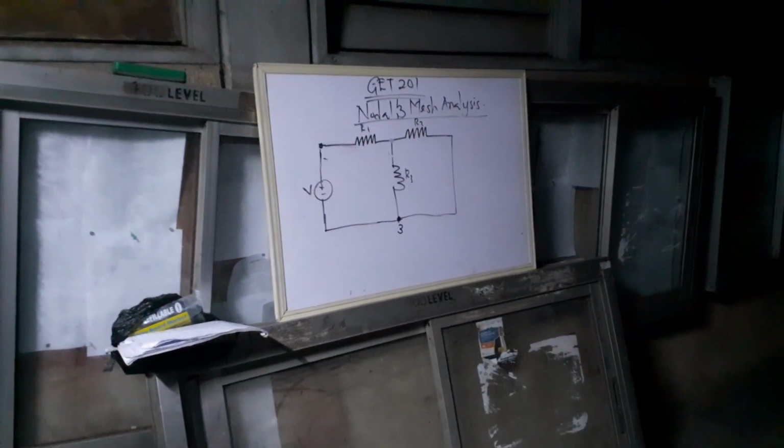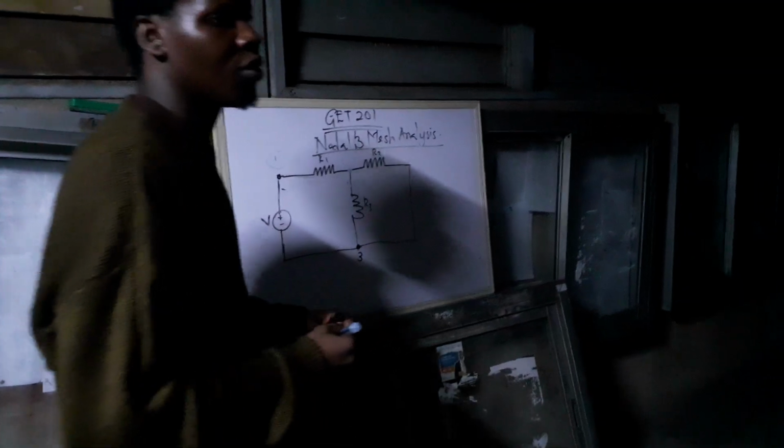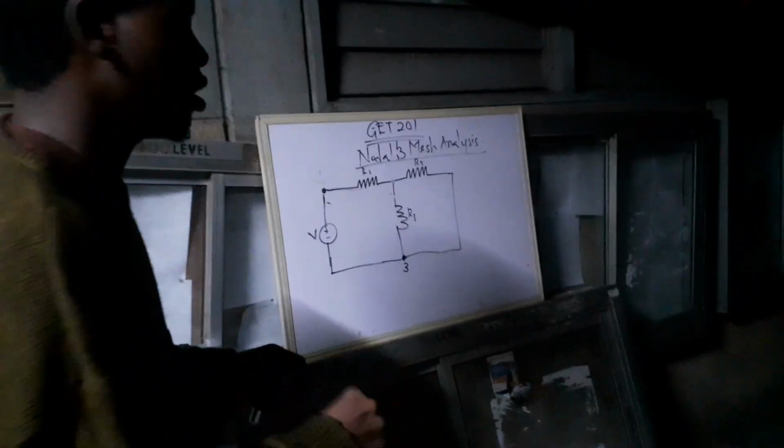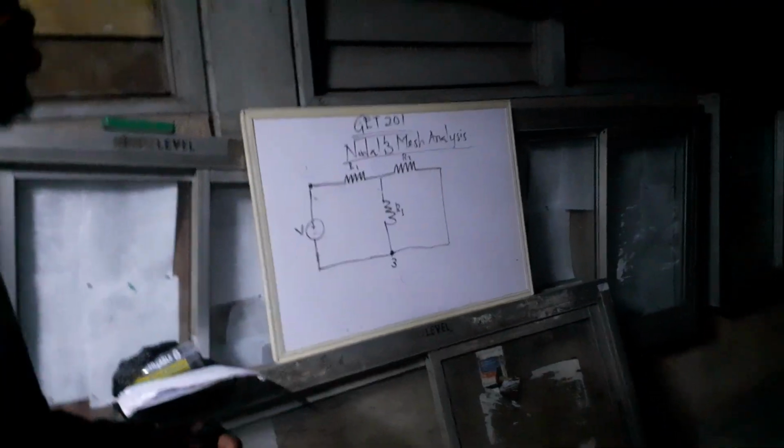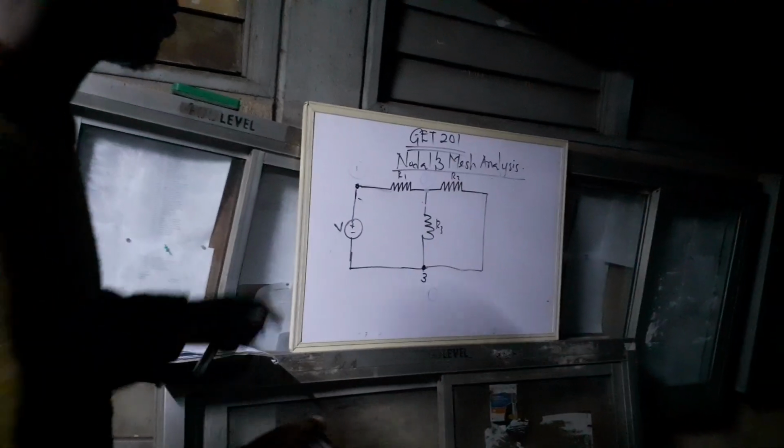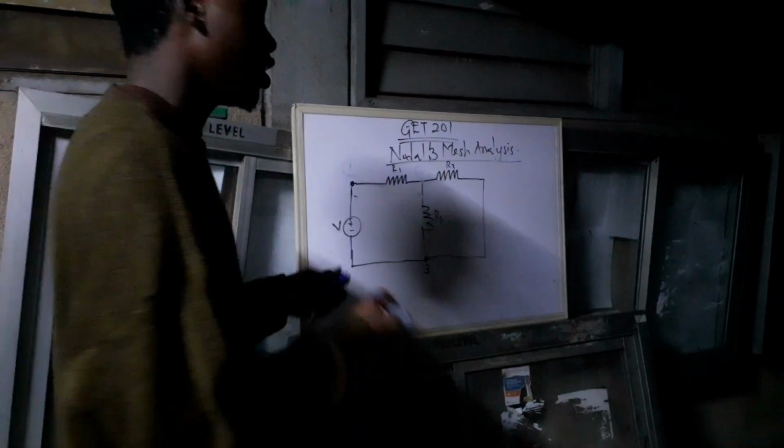Out of the three node voltages, how many node voltages do we know? One. And what's the one? Zero. What's the voltage here? The same as V. Exactly. So, since there is a voltage source here, automatically the node voltage becomes V.